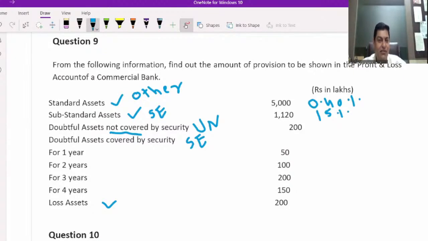Yes. So substandard, assume secured, that is 15 percentage. Perfect. Okay. Then doubtful. Doubtful, but it is unsecured. We understand if doubtful is unsecured, then it should be 100 percentage, guys. Then it should be 100 percentage. Simple.